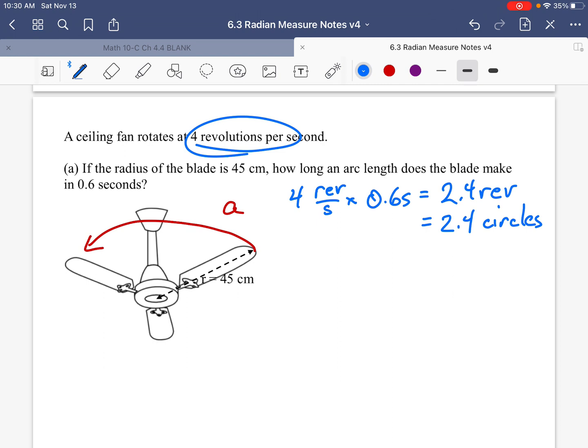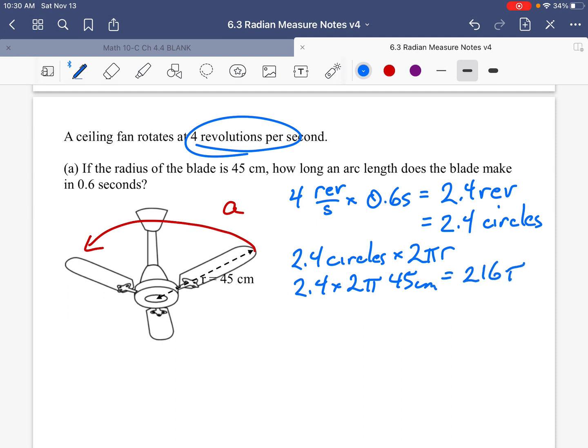Okay? So, 2.4 circles times 2 pi r, or 2.4 times 2 pi times the radius of 45 centimeters. Gives me 216 pi, which you might see as an answer, but they'll probably turn it into the decimal approximation, 678.6 centimeters. Okay? Now, that's one way, and that works fine.